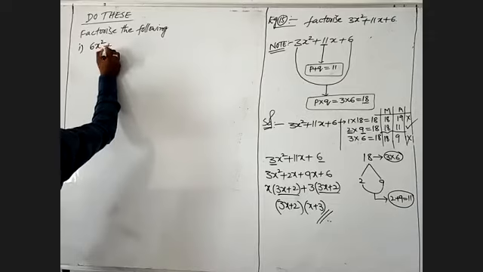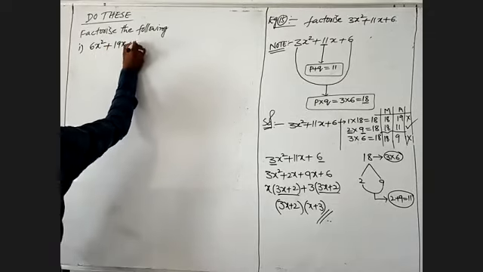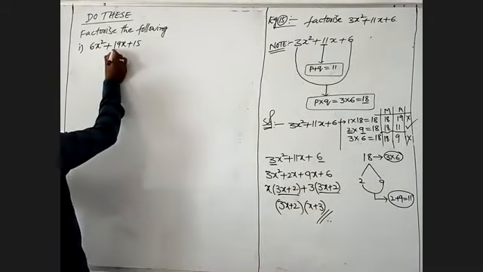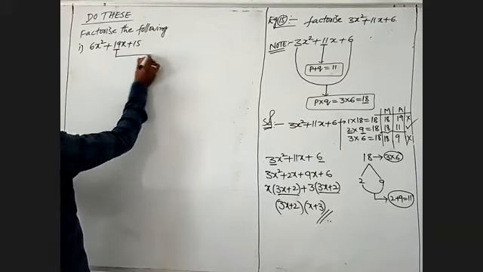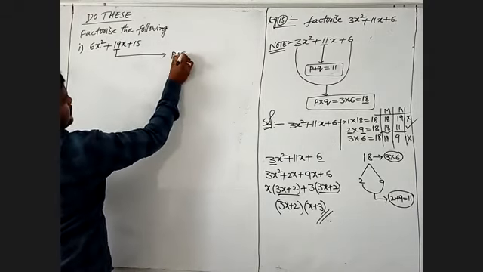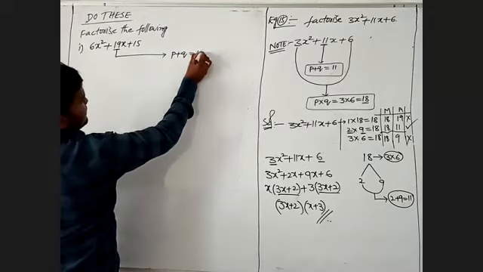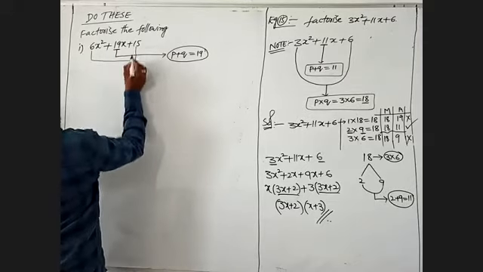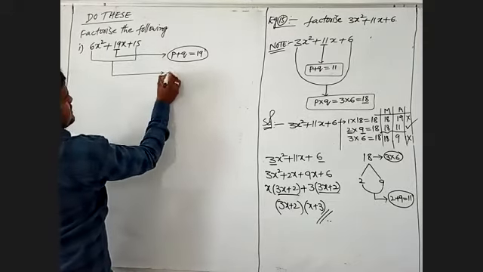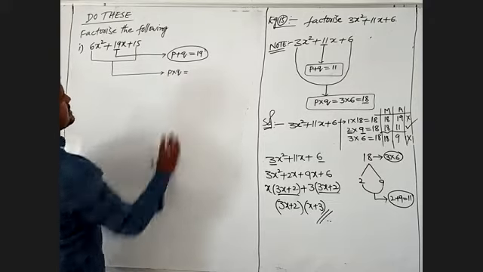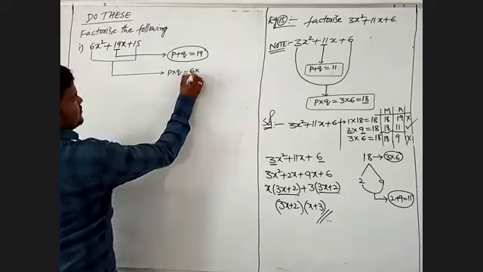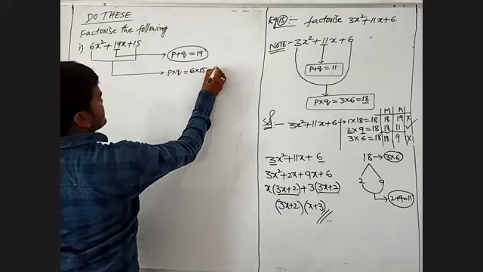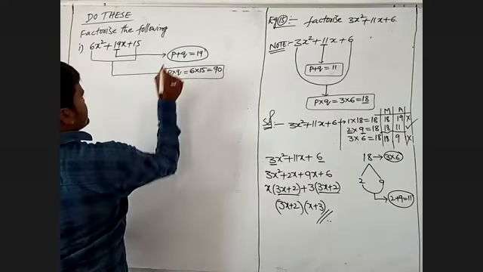6x square plus 19x plus 15. Here we will take this value for p plus q, that means p plus q is 19. After that, their product p into q, where p is 6 and q is 15, 15 into 6 is 90. This is the other condition, right?